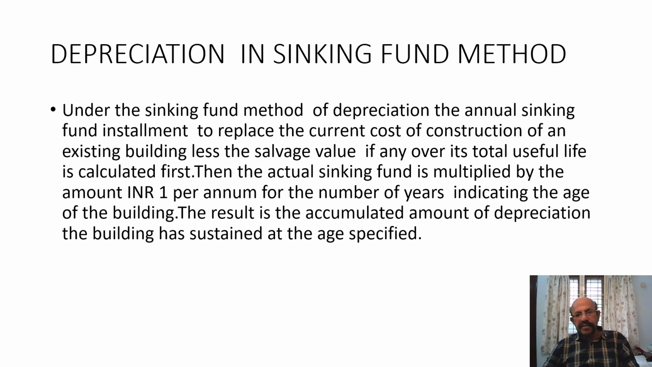How to find out depreciation in sinking fund method? Under the sinking fund method of depreciation, the annual sinking fund installment to replace the current cost of construction of an existing building less the salvage value, if any, over its total useful life is calculated first. Then the actual sinking fund is multiplied by the amount Indian rupees 1 per annum for the number of years, indicating the age of the building. The result is the accumulated amount of depreciation the building has sustained at the age specified.